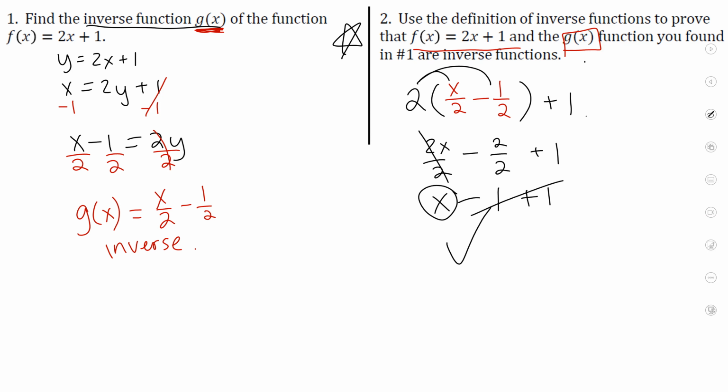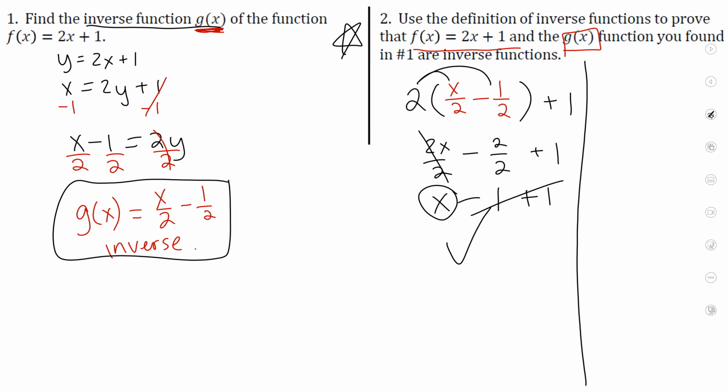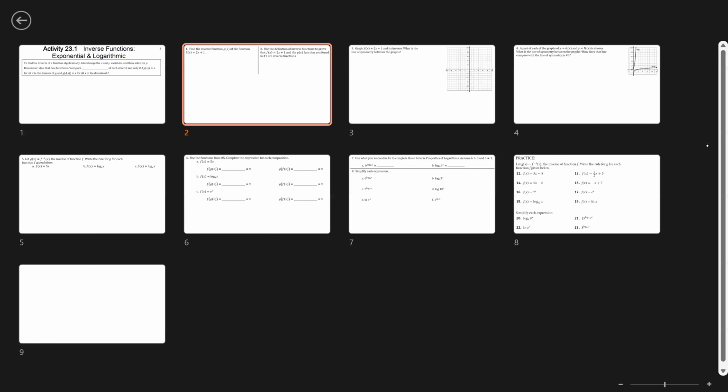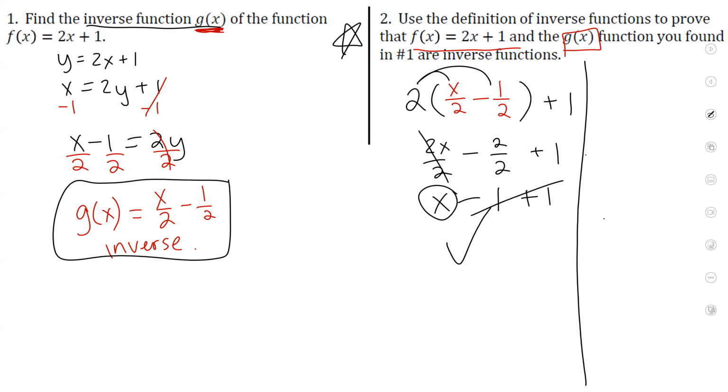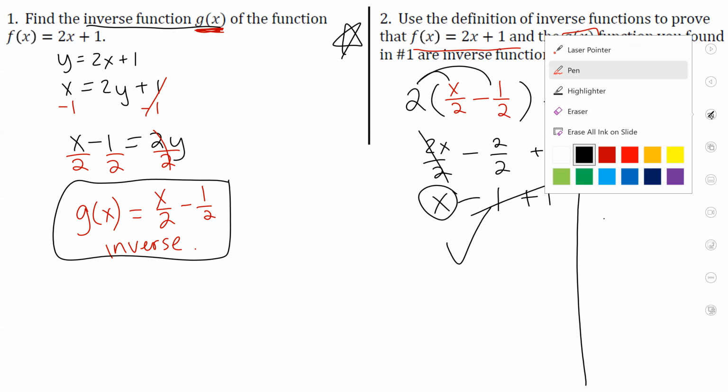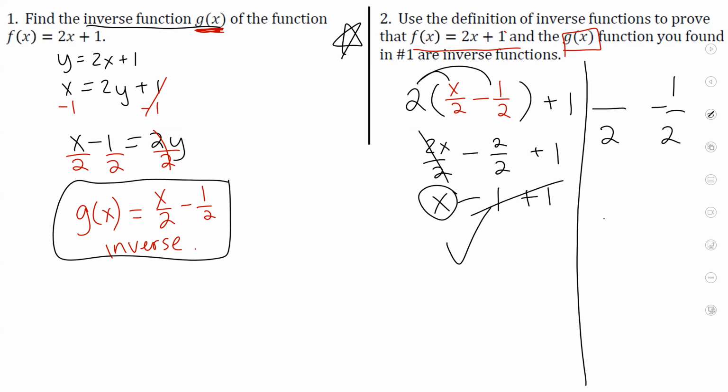We have some hope. Let's do g and put f inside of it. So let's look at this equation here. I'm going to write down that equation. Okay, I'm going to write down g of x equation. It's x over 2 minus 1 half. Now, instead of putting an x here, I'm going to plug in this f equation. I'm going to put that in right here. That's 2x plus 1.